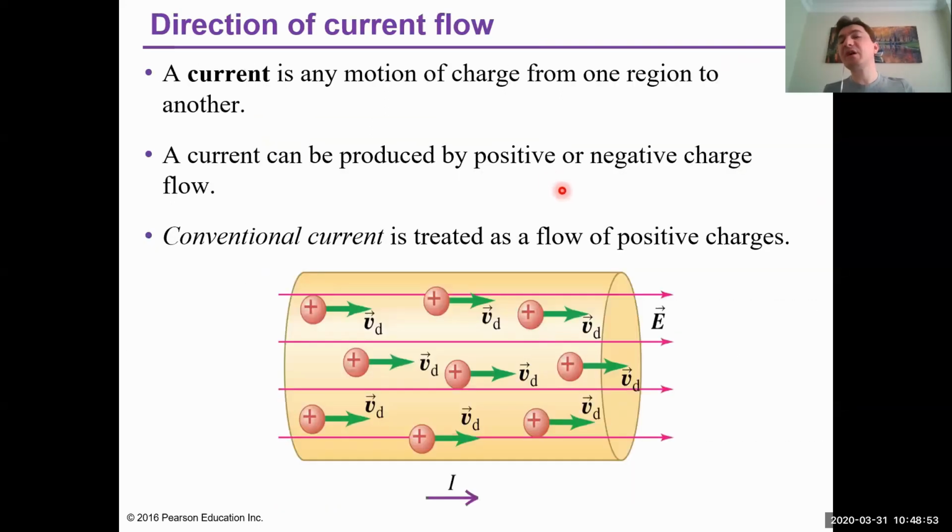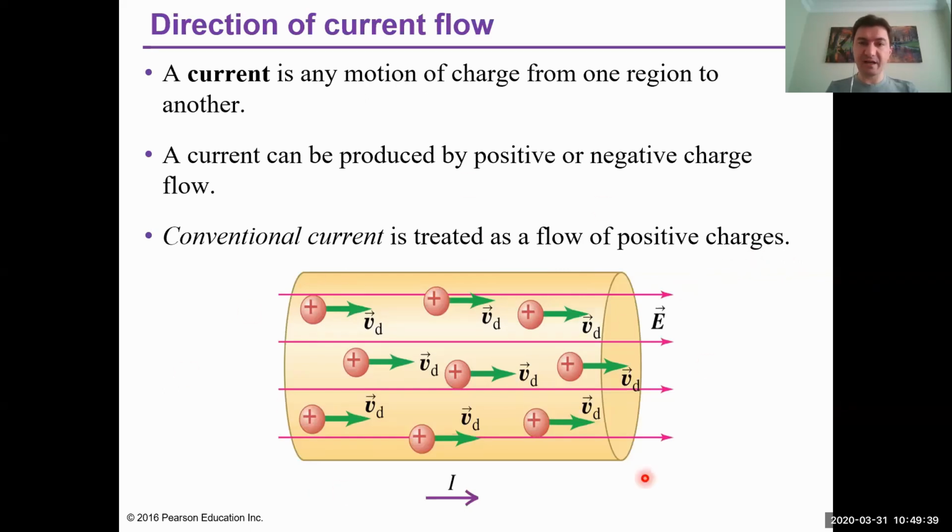So now let's talk about the direction of current flow. This is also very important basic information. A current is any motion of charge from one region to another. What is current? Current is movement of charges from one place to another place, okay? But what about the direction of the current? A current can be produced by positive or negative charge flow. We have already discussed that in the previous transparencies. But conventional current is treated as a flow of positive charges, okay?